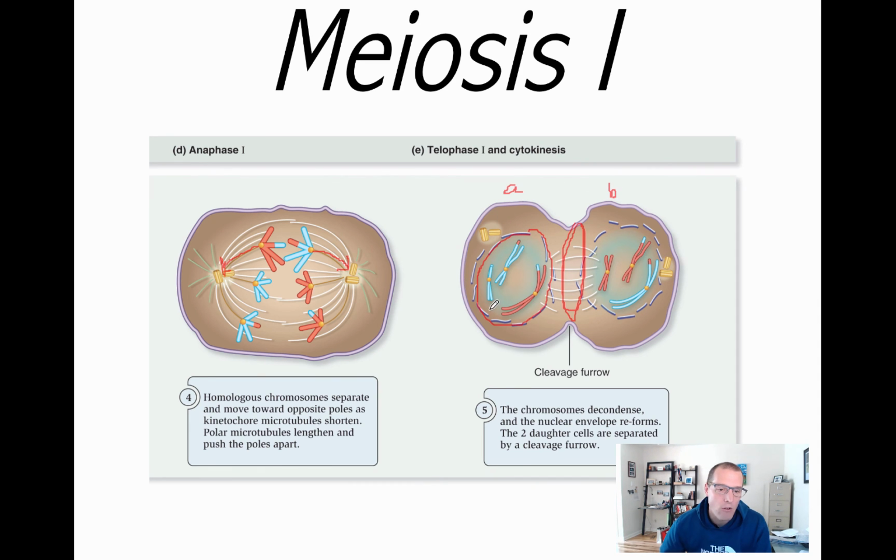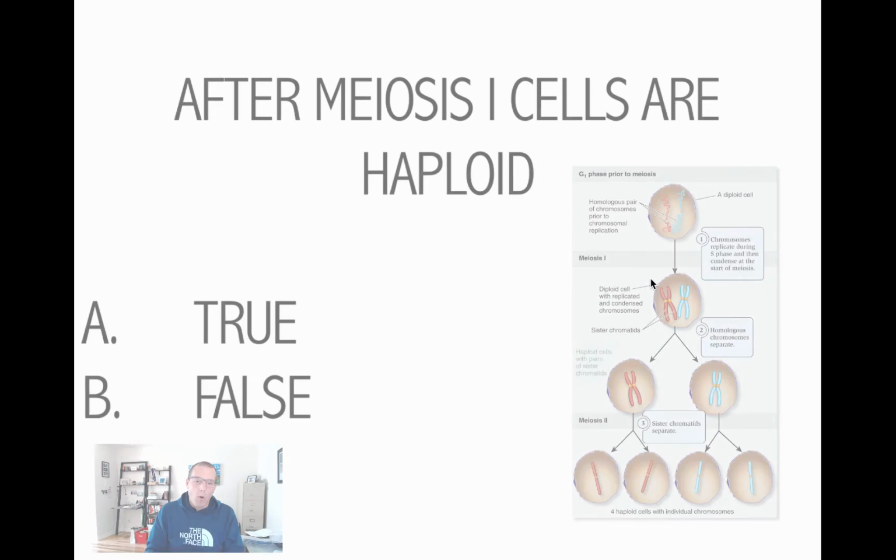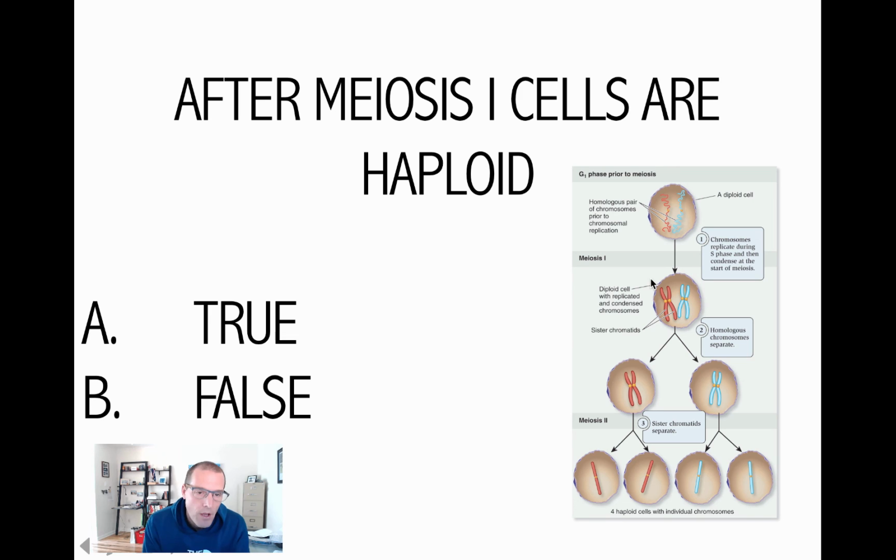So cell A has got chromosome 1 from dad, 2 from dad, and 3 from mum. You can see bits of blue DNA here and bits of red DNA that have been swapped over during recombination. And this cell over on the right has got 1 from mum, 2 from mum, and 3 from dad. So they are different already, not to even mention the homologous recombination that came up just now. So that's meiosis 1. Let me ask you a quick question. After meiosis 1, are the cells haploid? So is that statement, after meiosis 1, cells are haploid, true or false?